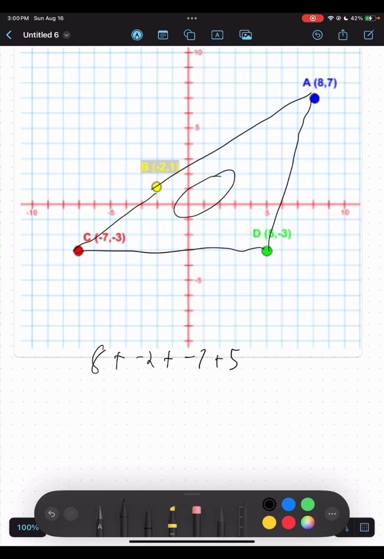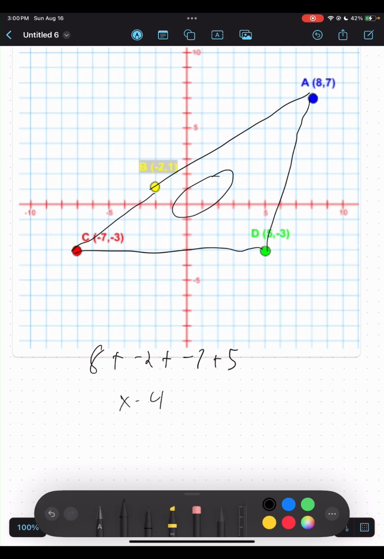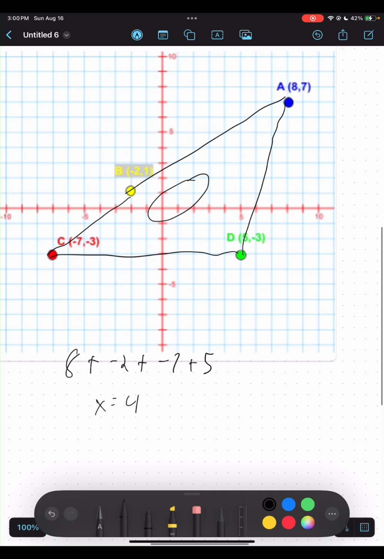That's 6, that's negative 1, that's 5, that's 4. So our x coordinate is going to be a 4. Then there were 4 points, so we're going to divide that by 4. So our x coordinate is 1.